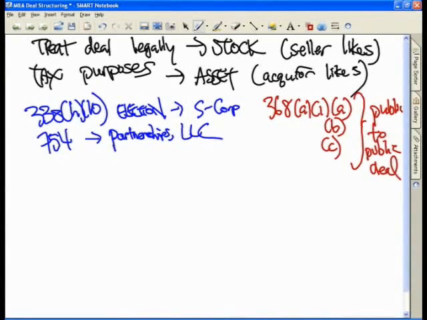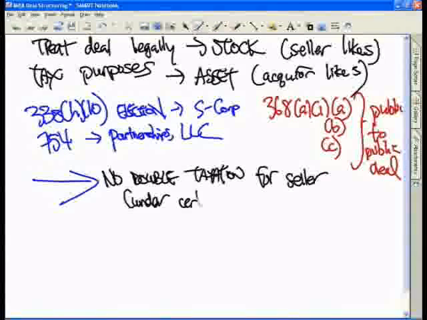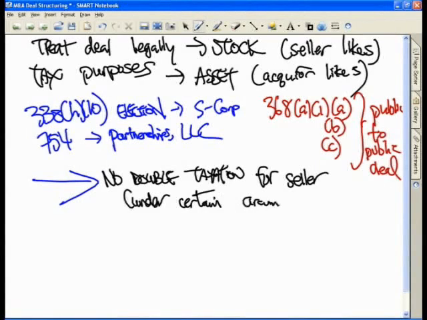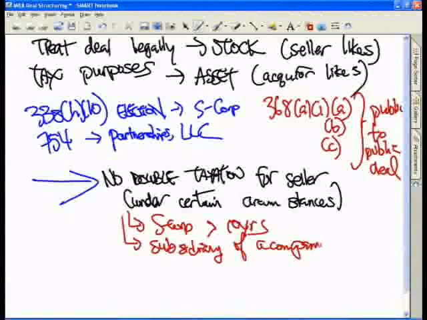So what exactly does this 338(h)(10) election tell us? It tells us the following. No double taxation for the seller under certain circumstances. No double taxation. What are the circumstances? First of all, if you've been an S-corp for greater than 10 years. And secondly, if you're the subsidiary of a company. There are always going to be additional rules and limitations there.